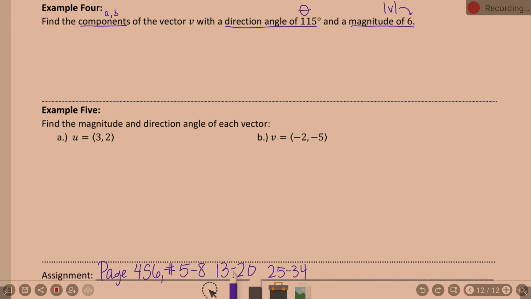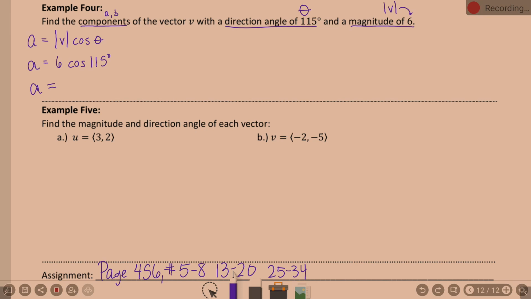Now, we know theta. We know the absolute value of v. We need to find a and b. How do we find a? According to our formula up above, a is the absolute value of v times cosine of theta. It's right in the paragraph up above. So what's the absolute value of v? 6. So 6 times cosine of 115 degrees. That's going to be a calculator problem.